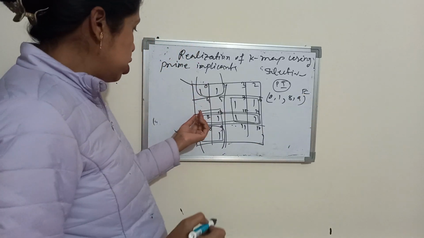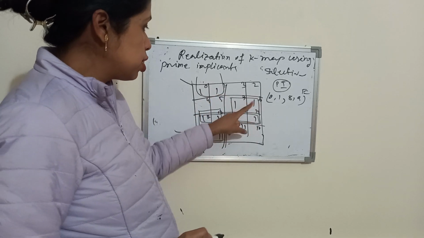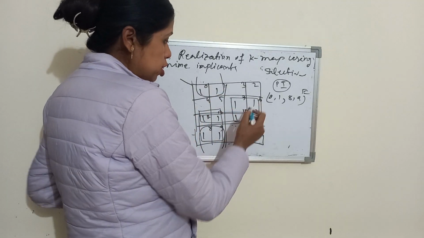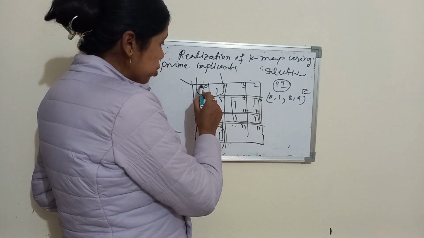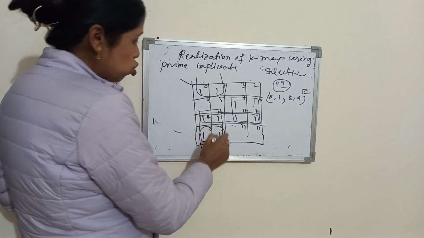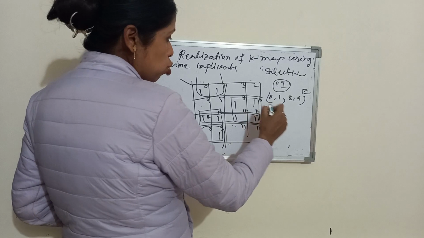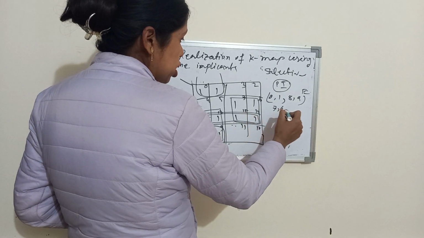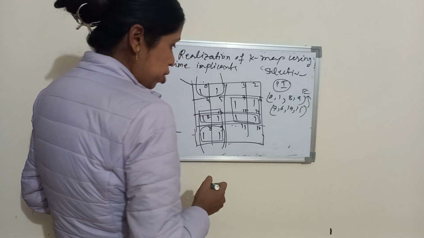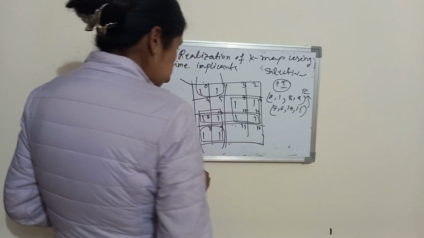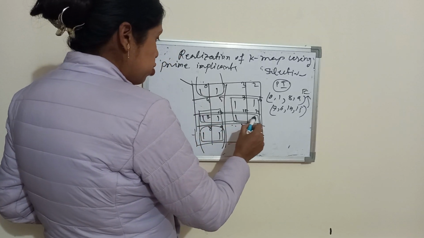These are in the middle, so I will tell about them later. Outermost, you can see this is also an essential prime implicant. For covering 7, 6, 14, 15, this group I have to consider. For covering 8, 9, 0, 1, this group I have to consider, right? 7, 6, 14, 15, this is also an essential prime implicant. Now here you can see 12, 13, 15, 14.